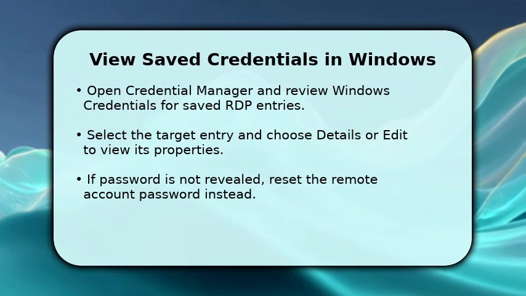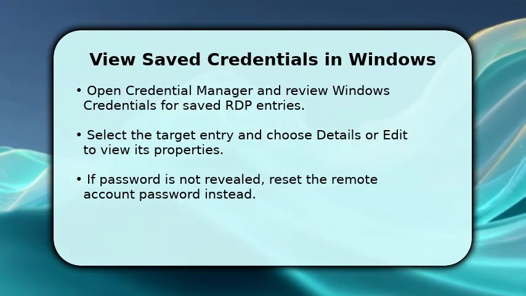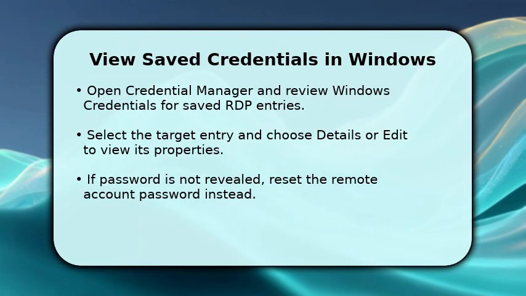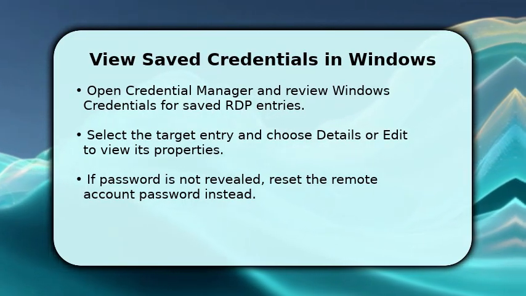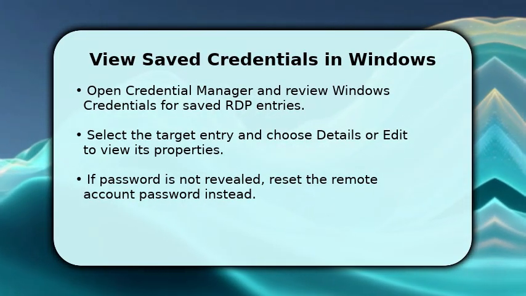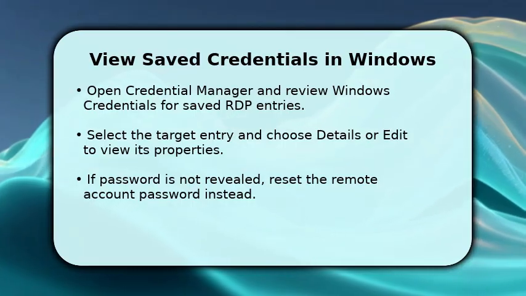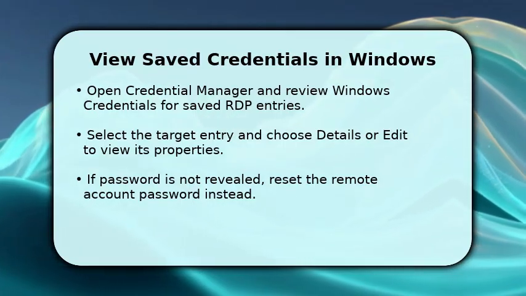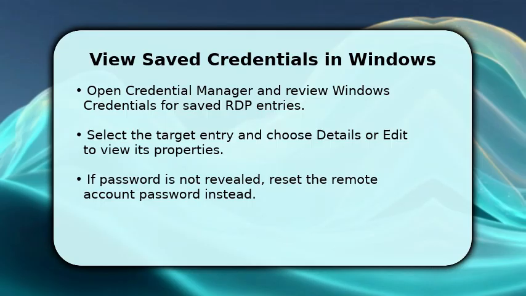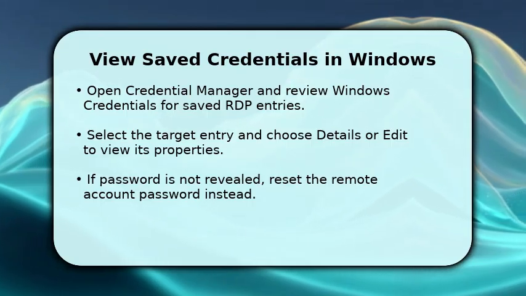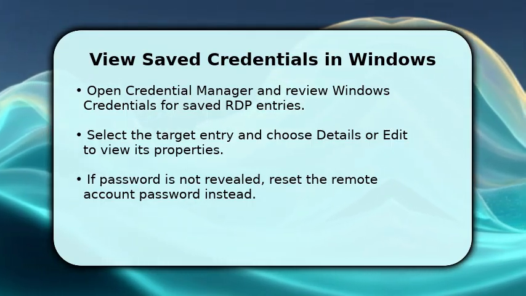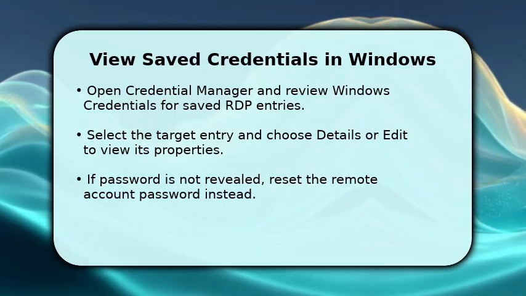Open Control Panel and navigate to Credential Manager, then select Windows Credentials. In the Windows Credentials list, find saved entries that reference the target PC name or IP address. Select the matching entry and click Details or Edit to view its stored properties. Windows will not always reveal the actual password text for security reasons.